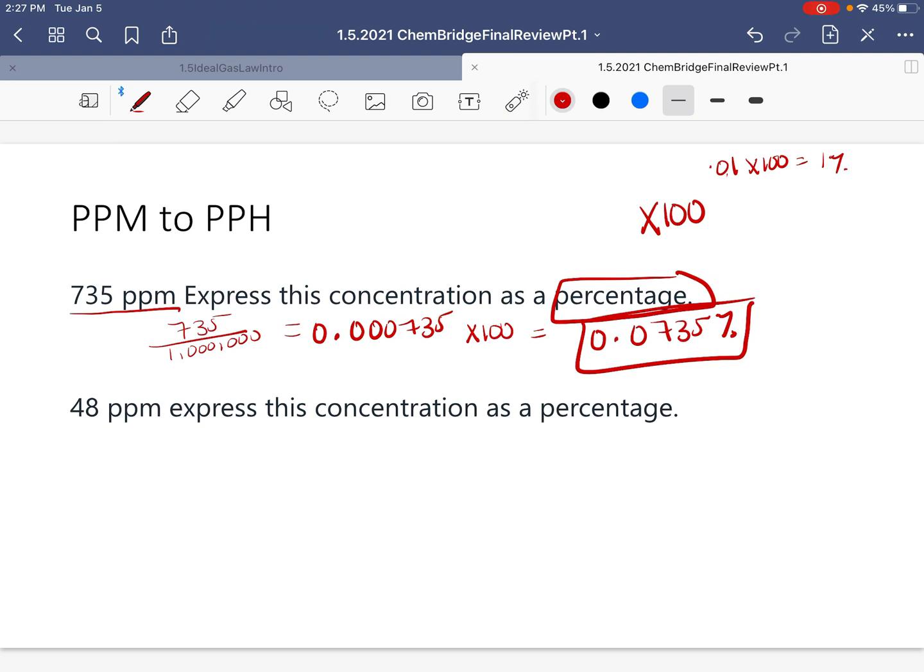Super simple. I want you to try the next one on your own and then check your work. You can pause me here. So again, 48 parts per million. So I have 48 over a million, and I have a million right here on the bottom. And I'm going to get my decimal.